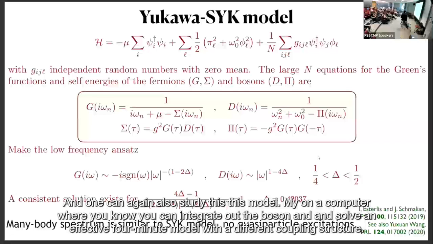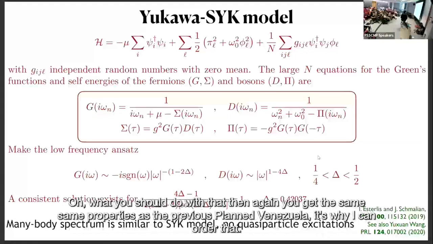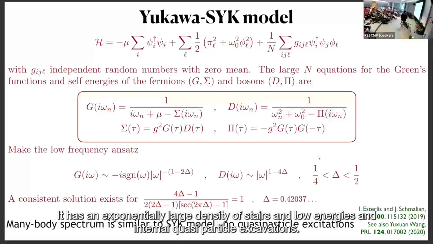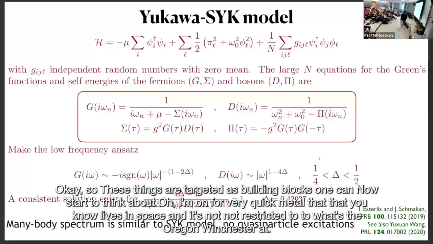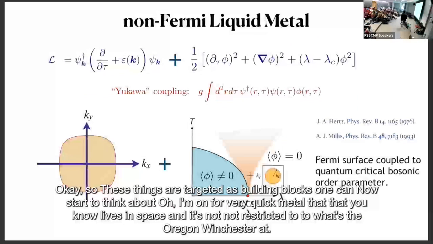And one can again also study this model by exact diagonalization on a computer, where you can integrate out the boson and solve an effective 4 fermion model with a different coupling structure. But if you do that, then again you get the same properties as the previous plain vanilla SYK model, that it has an exponentially large density of states at low energies, and there are no quasiparticle excitations.